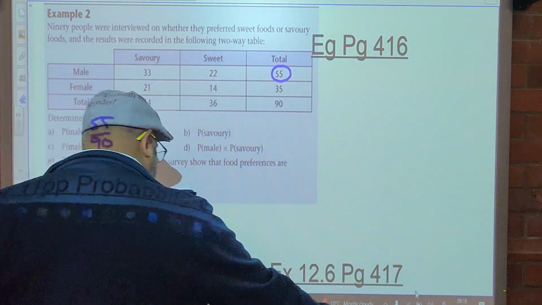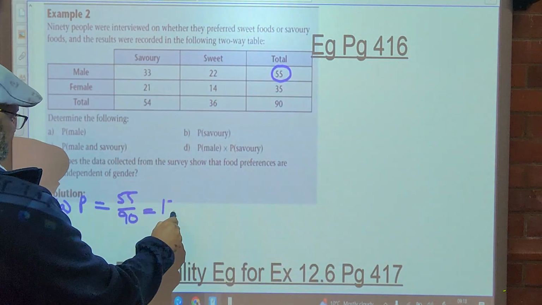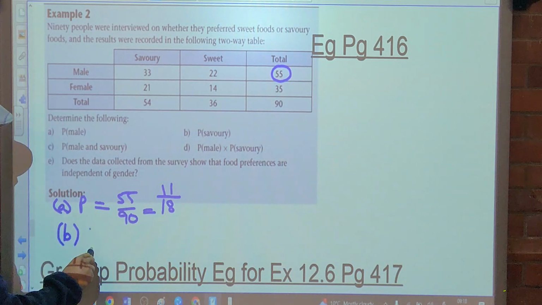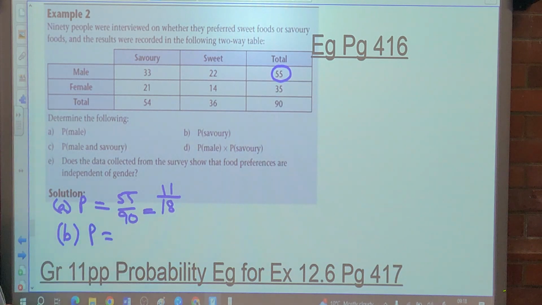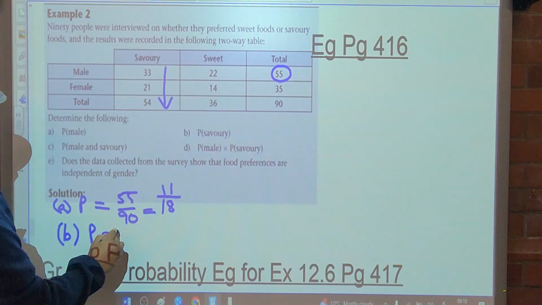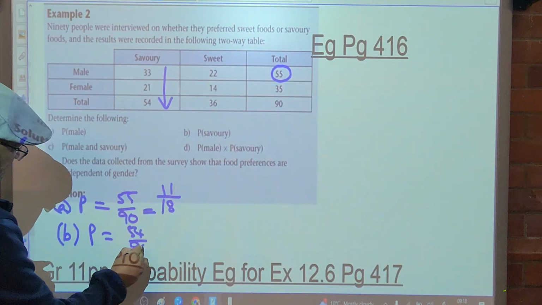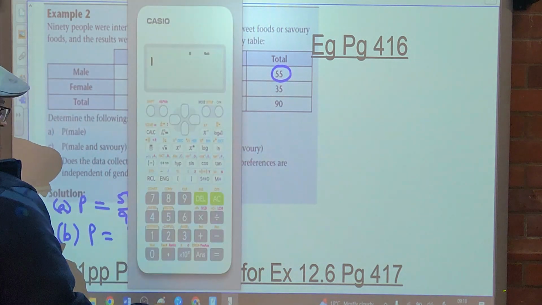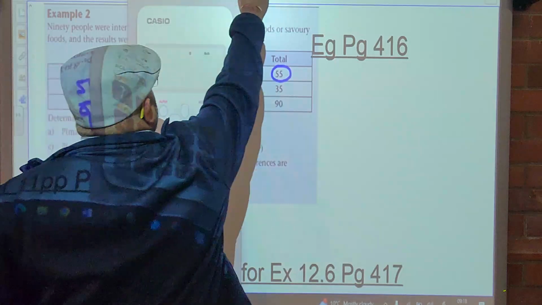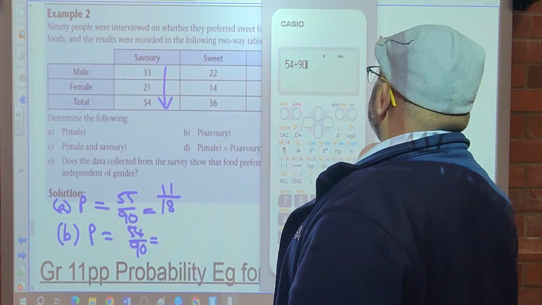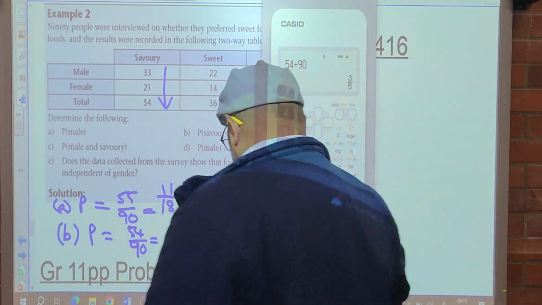Let me give you 11 over 18. You all agree with that? Let's look at B. B says the probability of the person selected at random prefers savory. And how many savory is there? 54. So it's 54 out of 90. So it's probably 6 over 10, which is 3 over 5. Let's check. 54 over 90. Yeah, 3 over 5.